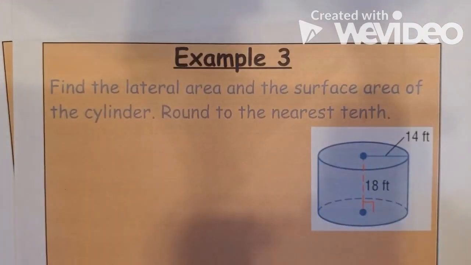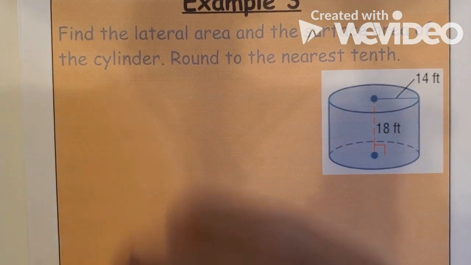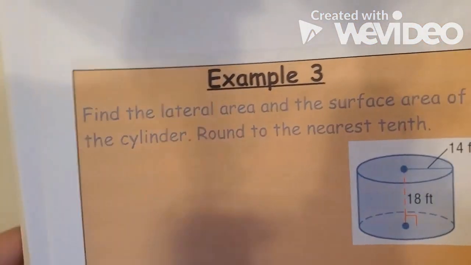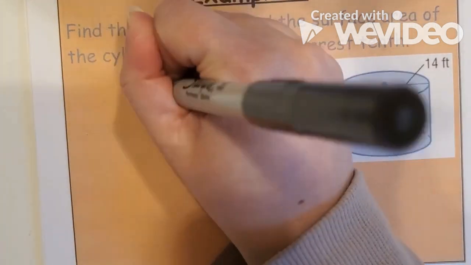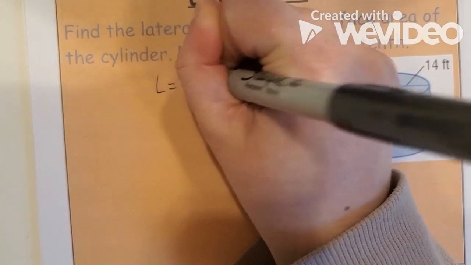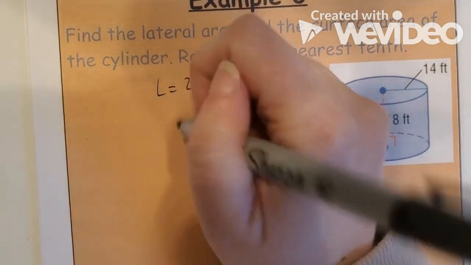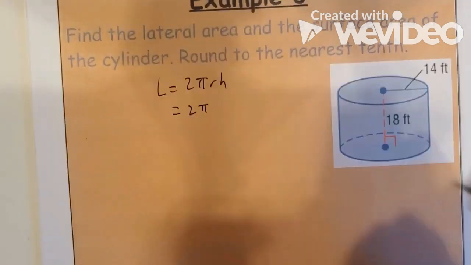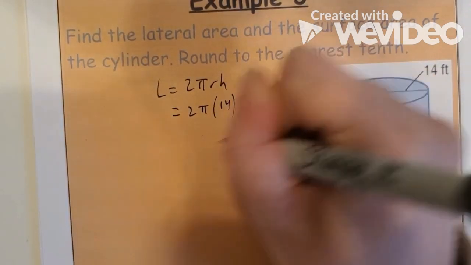So, find the lateral area and the surface area of the cylinder. Round to the nearest tenth. So, actually, I'm going to keep this one off to the side too, just for my reference. So lateral area is 2 pi r h. And luckily we have all that information given to us, so it's pretty straightforward. 2 pi times the radius, which is 14, times the height, which is 18.